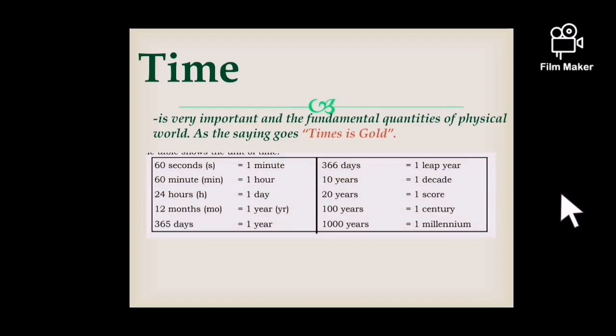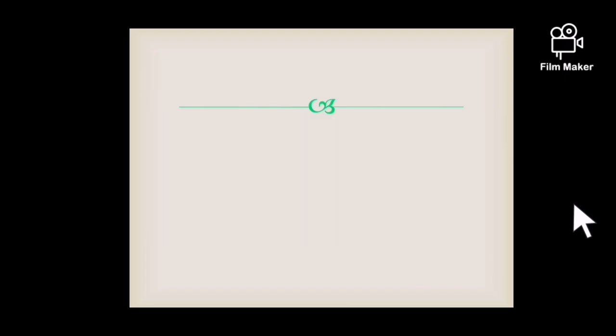So here are the tables that can be used in converting time. So 60 seconds is equal to 1 minute, 60 minutes is equal to 1 hour, 24 hours is equal to 1 day, 12 months is equal to 1 year, 365 days is equal to 1 year, and 366 days is equal to 1 leap year, 10 years is 1 decade, 20 years is 1 score, 100 years is equal to 1 century, and 1,000 years is equal to millennium.